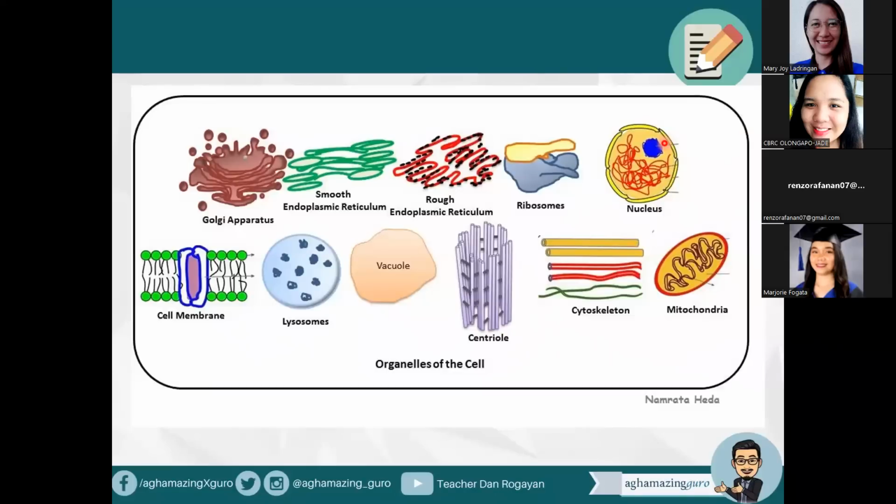Okay, that's correct. Mitochondria. Okay, how about the one where we can find the primary DNA? Okay, the clue: where proteins are produced. That's correct. That's ribosomes.